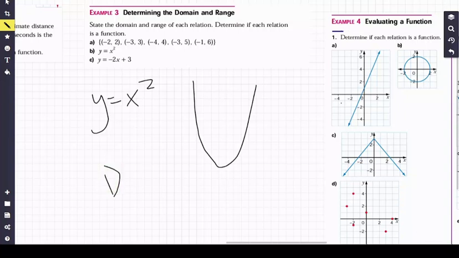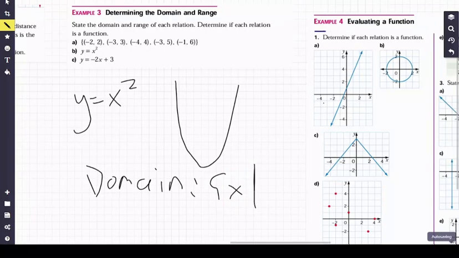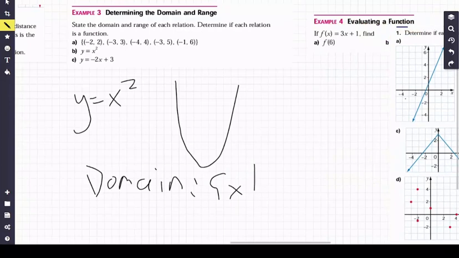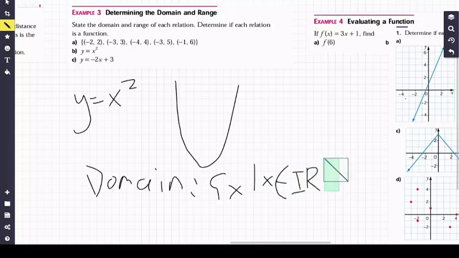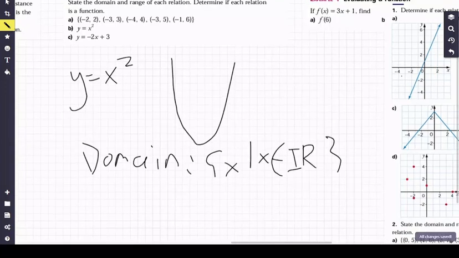The domain, I'm going to introduce you to one of the most common expressions. X such that, this straight line is named "such that", x is a part of all real numbers. And then you draw your squiggly bracket. So this is defining x, this is a part of all real numbers.